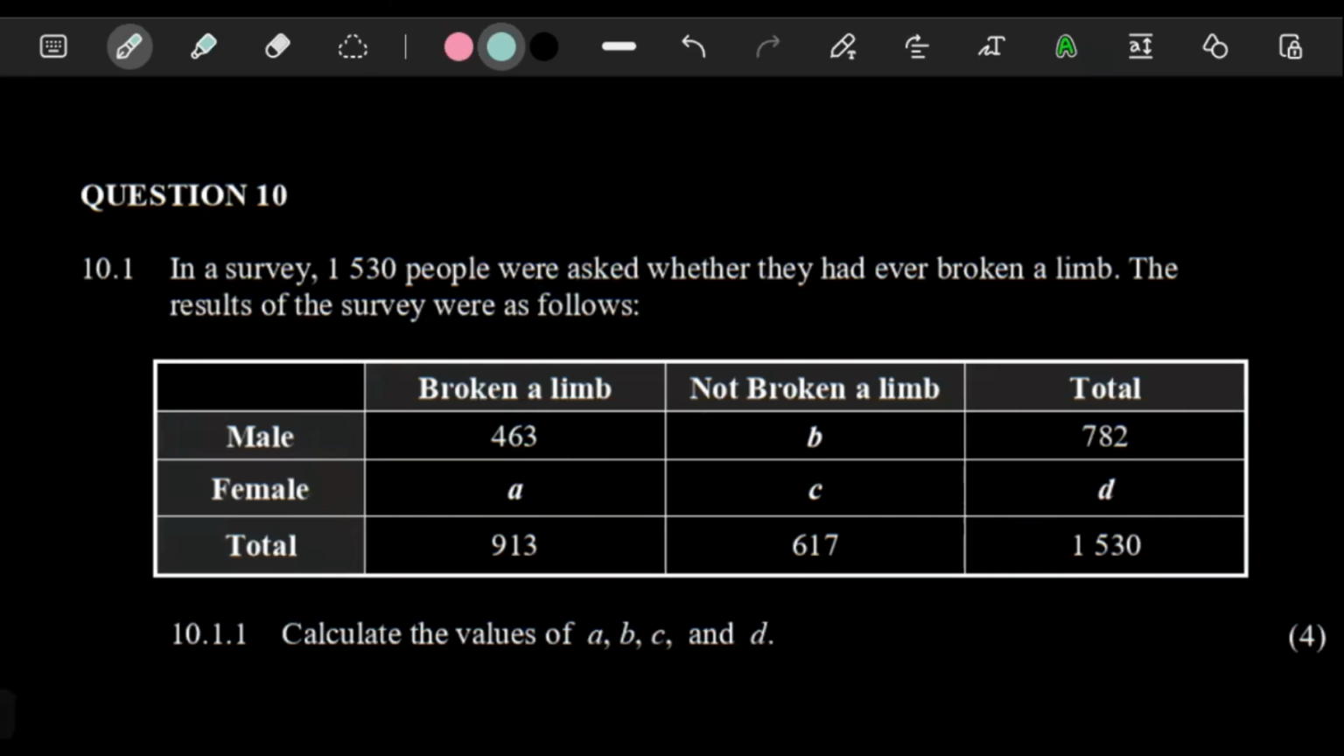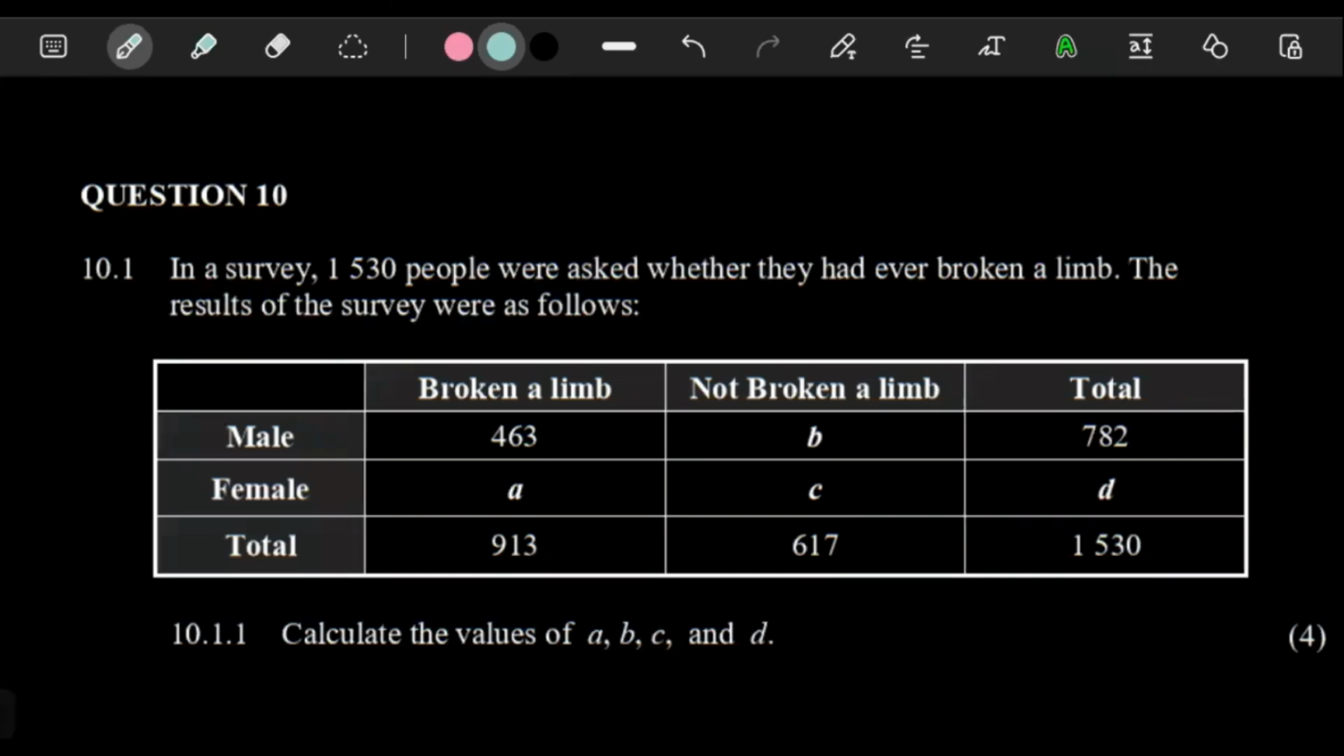So yeah, quite interesting. Here it says calculate the values of A, B, C, and D. This is not too difficult. We actually just need our calculator because remember from left to right, the totals add up to these numbers. So here we know whatever this is plus this should give us 732.